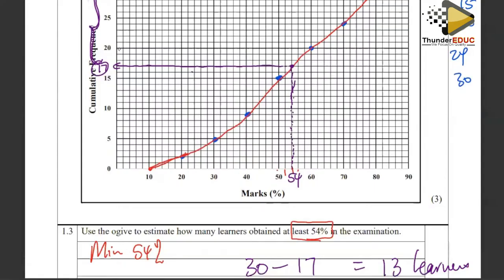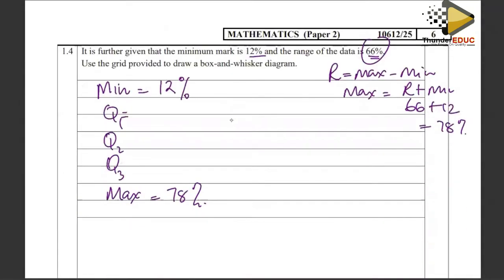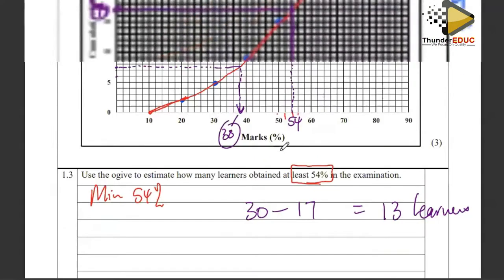Where do we find 7,5? This is a 6, a 7, and 7,5 is somewhere here. Then draw the line up until it meets the ogive, and then we read off the mark. So we can see that the mark is somewhere here before 14, so this is going to be 38. So our Q1 is 38%.